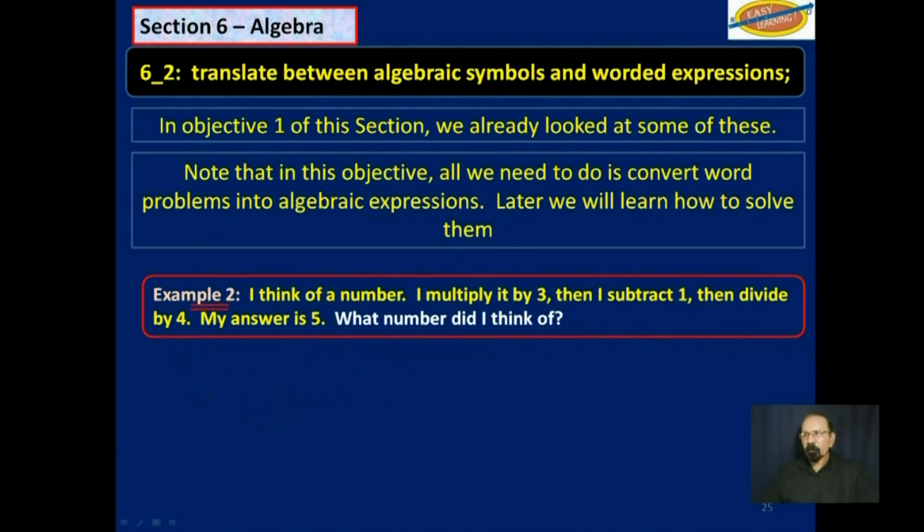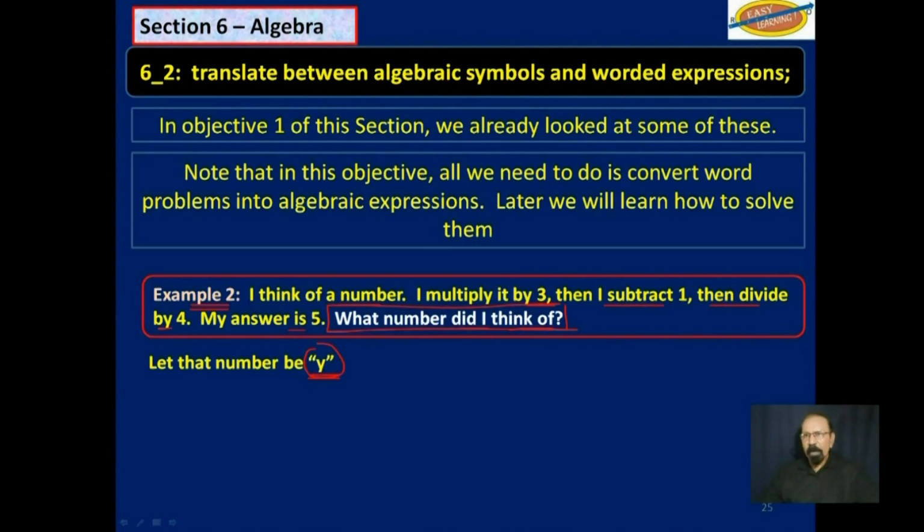Example 2. I think of a number. I multiply it by 3 and I subtract 1, then divide that by 4. My answer is 5. What is the number I think of? Now remember, we are not really solving the problem. We are just deriving the algebraic expression. Later on, we will learn how to solve the problem. So, as usual, let the unknown number be some kind of a symbol. In this case, I am choosing y.